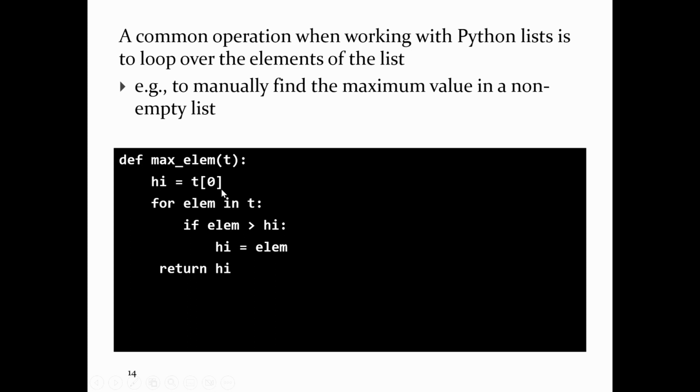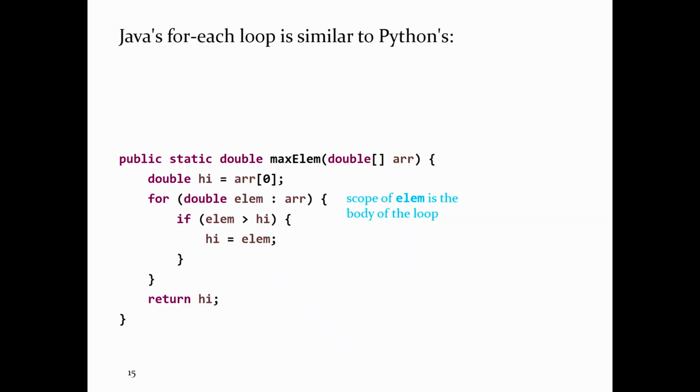So you have to be careful when you're working with lists or arrays. You're always asking, is the thing empty or not? Because that often ends up being a special case. What about the corresponding Java method? Well, it's now an array, so now I have a double square bracket array.